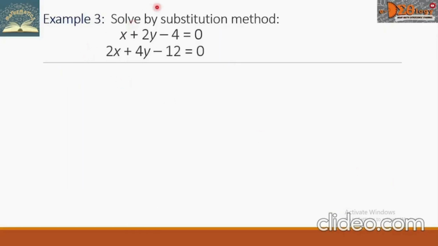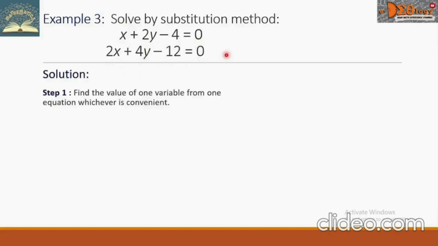Example 3. Solve by substitution method. x plus 2y minus 4 equals 0. 2x plus 4y minus 12 equals 0. Step 1. Find the value of one variable from one equation, whichever is convenient. This is our equation 1. This is the equation 2.